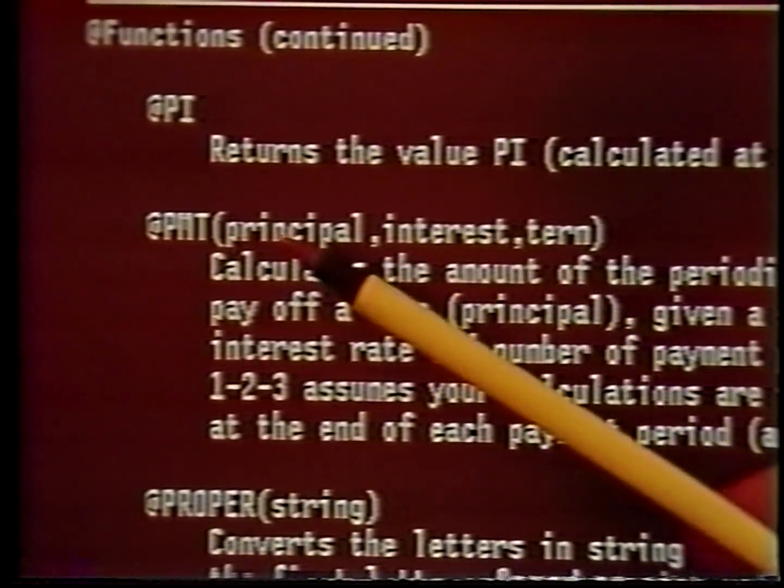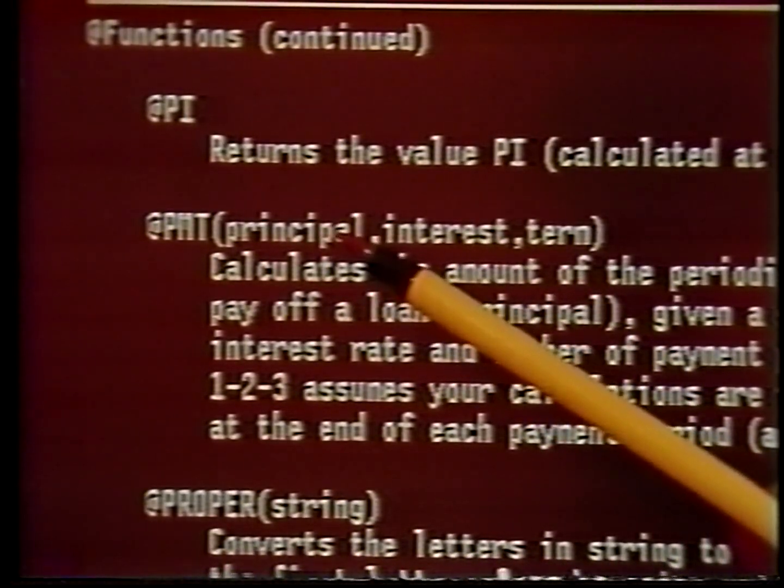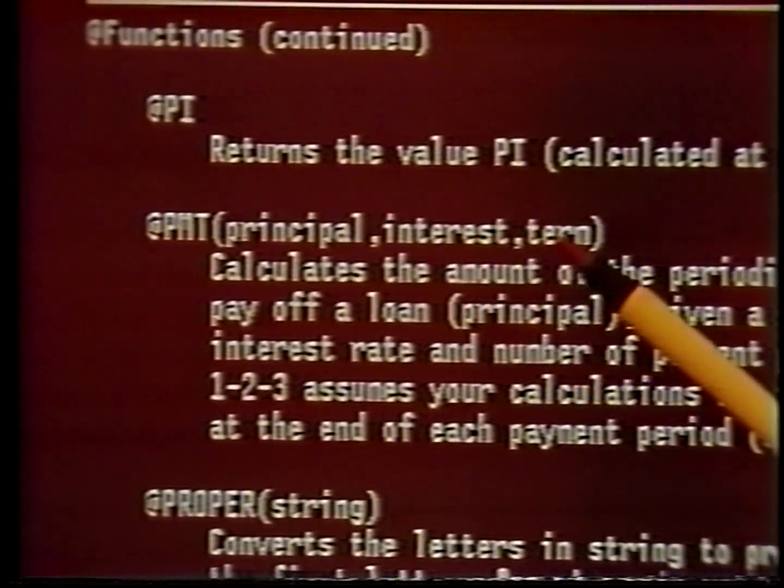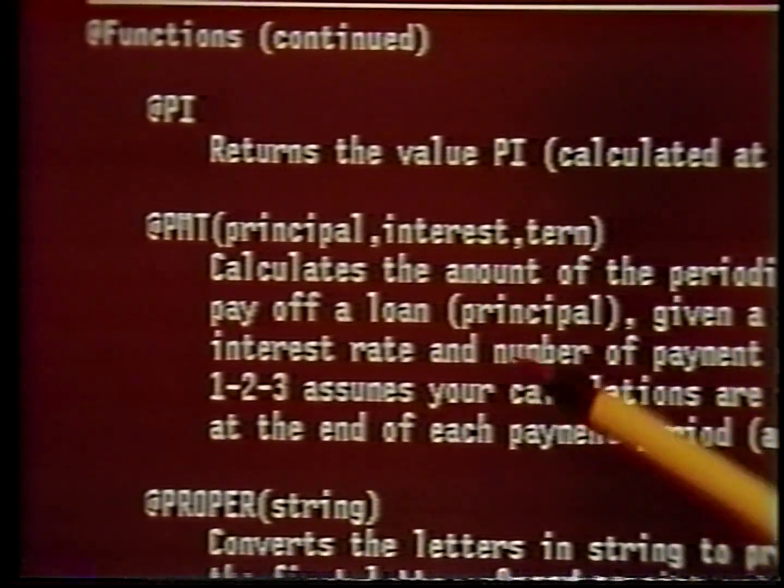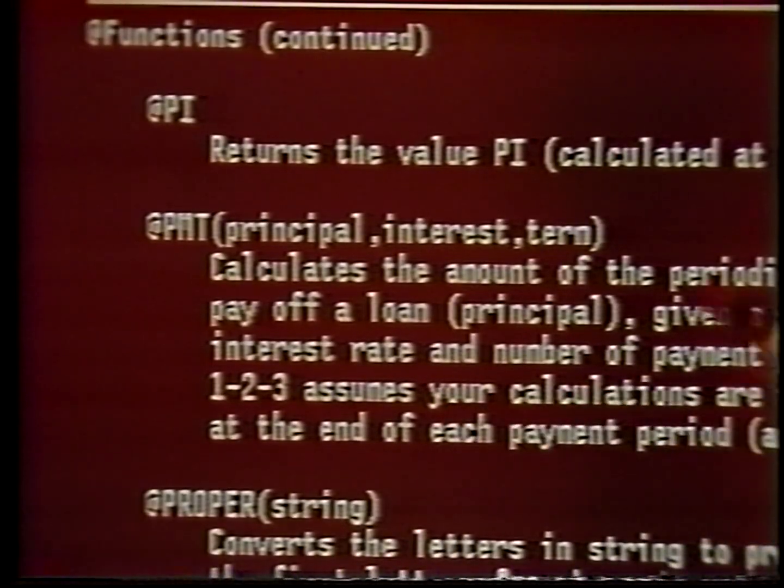Now these can be actual numerical values. We can type in an actual number, or these can be cell addresses. And this tells you a little bit about what that function does. So make a note of that: principal, interest, term, separated by commas. Then press Escape on the keyboard to go back to the normal screen.